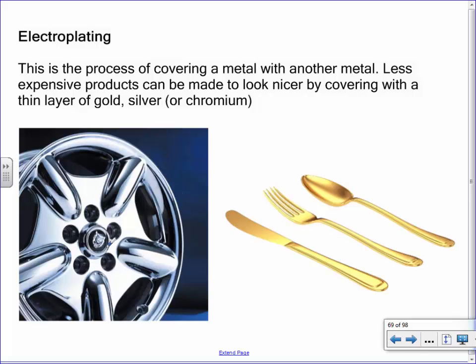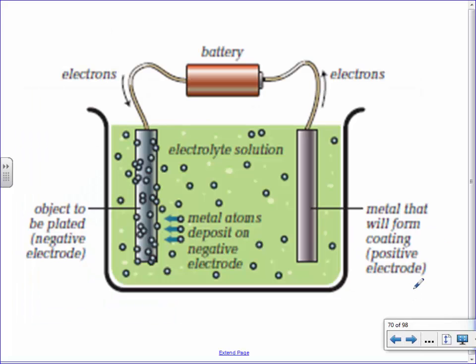This is chromium. We put a lot of chrome on like things like vehicles because it looks really shiny and looks nice, but the entire thing is not made of chromium, just the outside. And I want to show you how to electroplate something. It works like this.